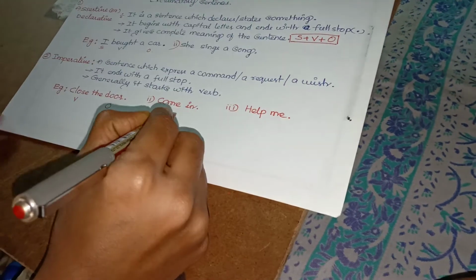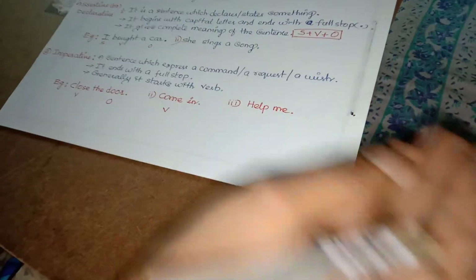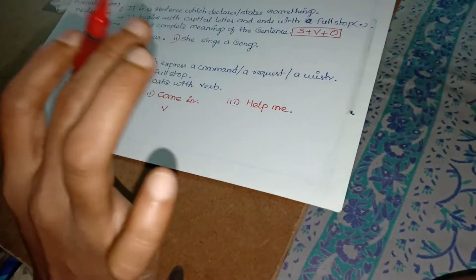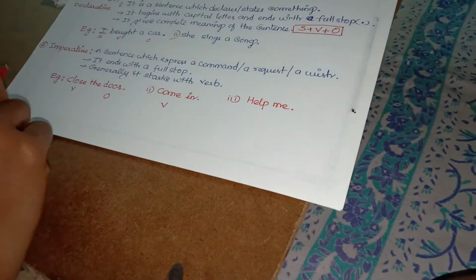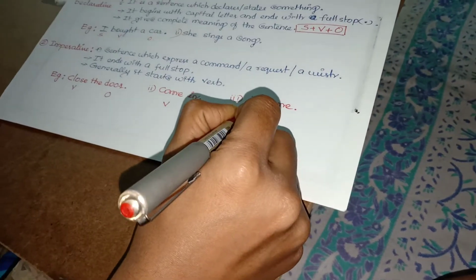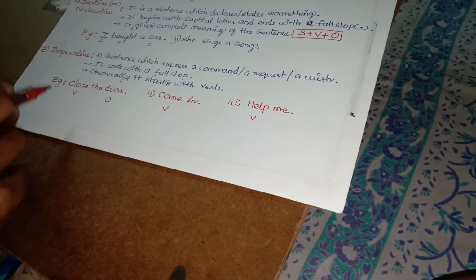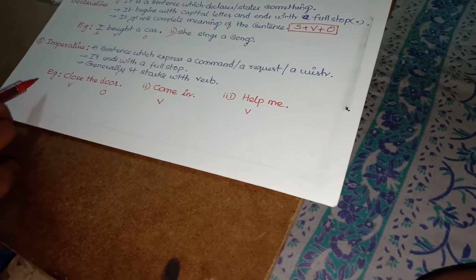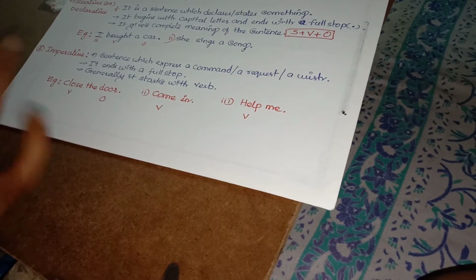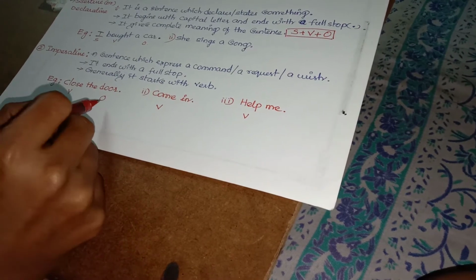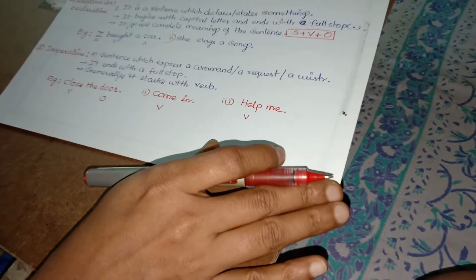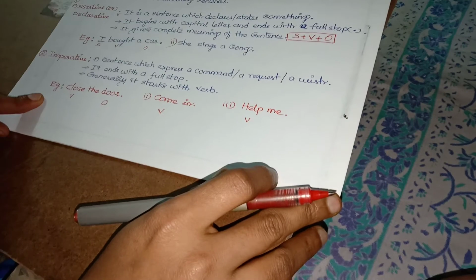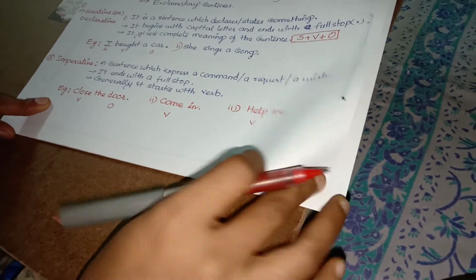Come is a verb and something. Come in. Who is doing the action? Nothing is expressed here. Help me. Help is the verb. So, it is starting with a verb. You can easily remember that an imperative sentence has no subject. Simply, it starts with a verb and it is followed by an object. This type of sentence is called an imperative sentence.